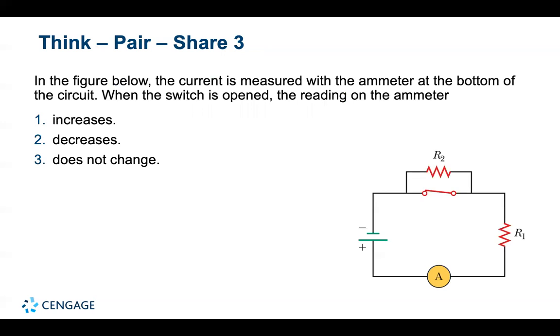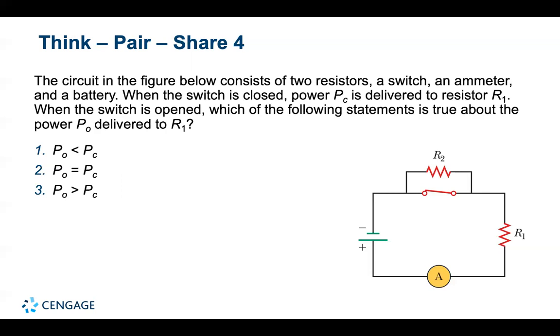In the figure below, the current is measured with the ammeter at the bottom of the circuit. When the switch is open, the reading on the ammeter, the answer is, decreases. When the switch is open, resistors R1 and R2 are in series so that the total circuit resistance is larger than when the switch was closed. As a result, the current decreases. So basically, you've shorted out the resistor when you have the switch closed, and when it's open, then you have both resistors.